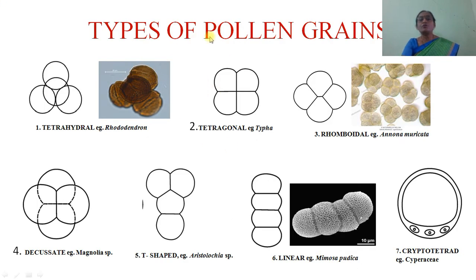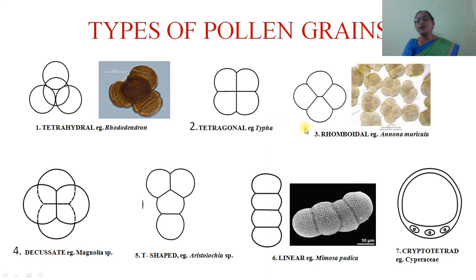These are the types of pollen tetrads. The first one is tetrahedral. Tetrahedral means in the pollen tetrad there are 4 pollen grains, of which 3 are situated at the base and 1 is present at the upper side. An example is Rhododendron. This is the diagrammatic representation of the tetrahedral type of pollen tetrad, and this is the actual diagram taken from the microscope. The second type is the tetragonal type, which is found in Typha particularly.